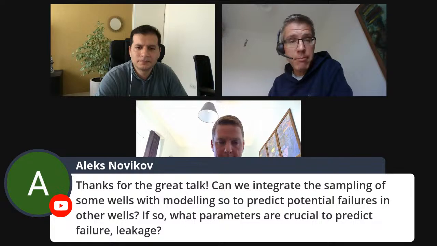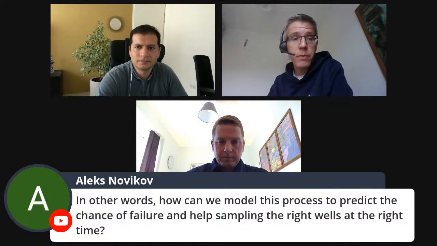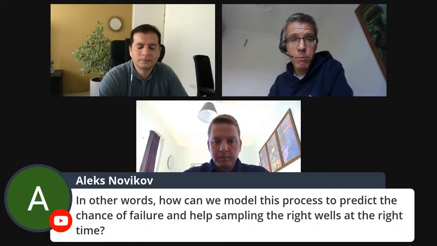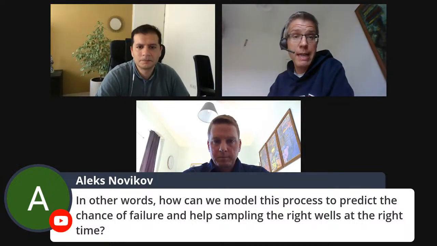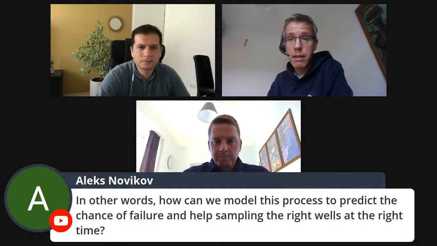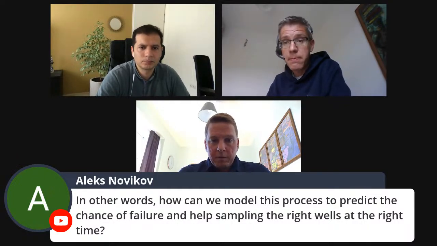Can we integrate the sampling of some wells with modeling so as to predict potential failures of other wells? If so, what parameters are crucial to predict failure or leakage? In other words, how can you model this process to predict the chance of failure and help sample the right wells at the right time? Because you want to focus your sampling strategy on areas where leakage risks are highest, and sample less frequently in other areas. Yeah, absolutely.